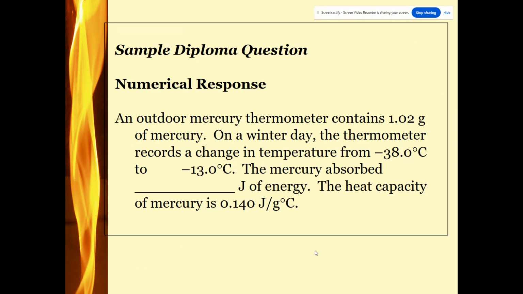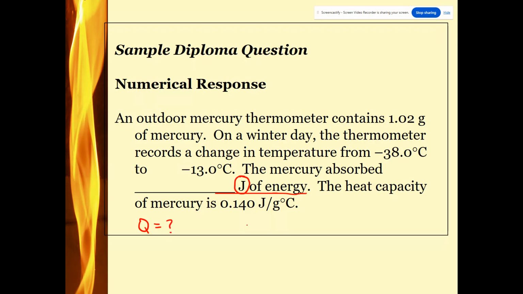I believe there is a sample diploma question. So for the sample diploma question, whenever you're doing a numerical response question, always look at the units that it wants your answer in. That kind of tells you what you're looking for. And it is saying it wants to know how much energy this mercury thermometer absorbed. Okay, so that's reminding you I'm looking for Q of mercury.